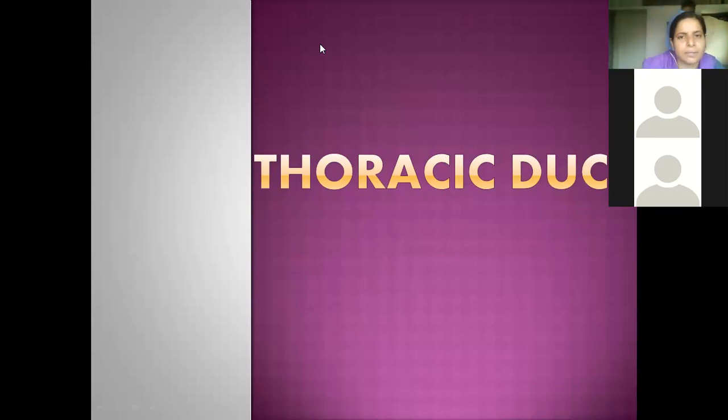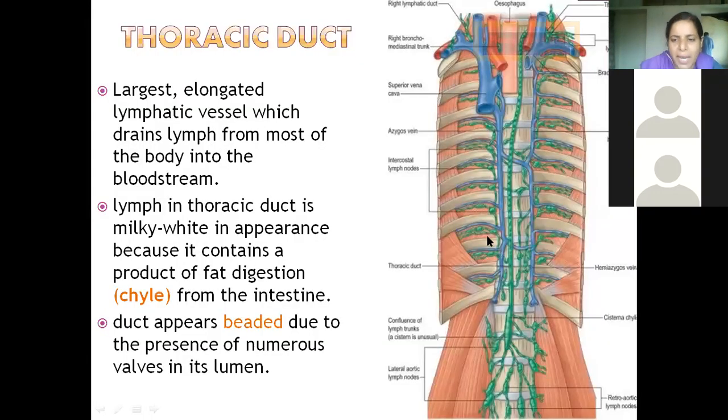Now, thoracic duct. Don't read anything like this, but try to understand what I am telling you. Basically, in our body, we have lymph nodes and lymphatic vessels. All these lymph nodes and lymphatic vessels will be collecting lymph, which is nothing but interstitial fluid, whatever fluid is there between the cells.